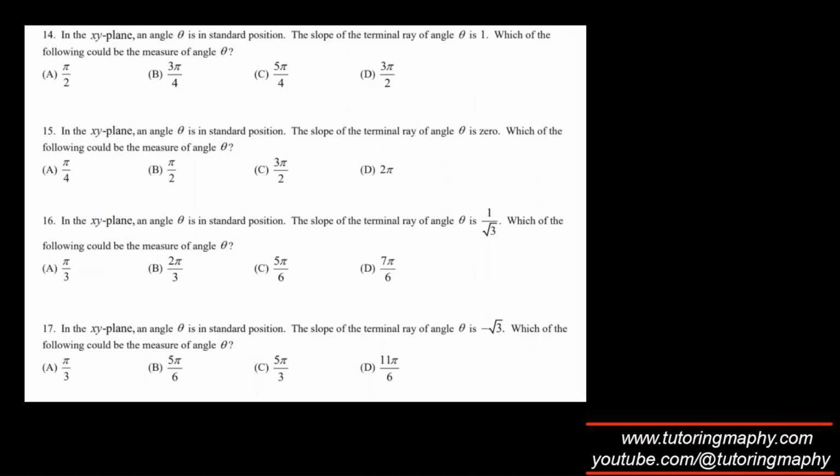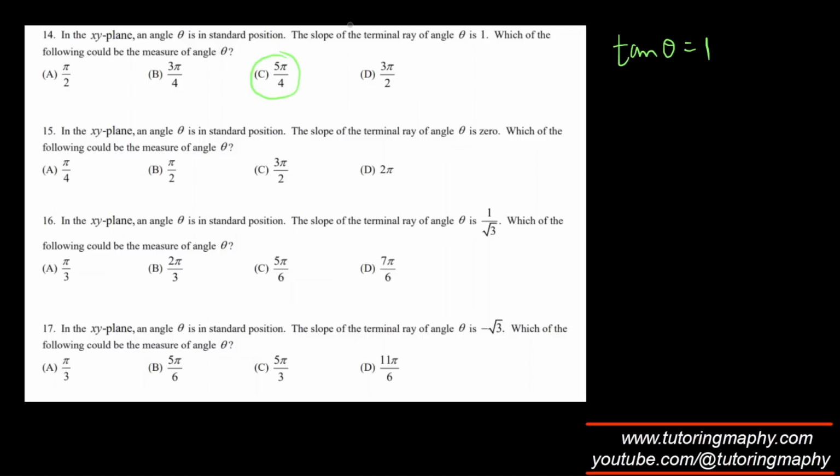Over here, theta is in standard position and the slope of the terminal angle is 1. What is the value of the angle? Basically, that's a fancy way of saying the slope is nothing but tan of theta, right? So they are saying if tan of theta is 1, then which of the following could be theta? So that's where the unit circle will be really helpful. It has to be 5 pi over 4, simply because of the unit circle.